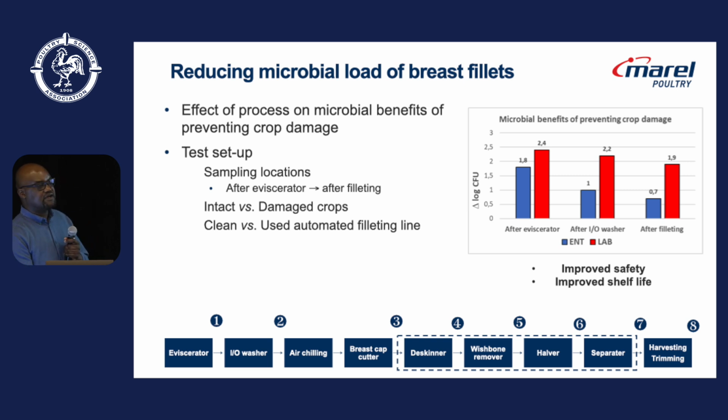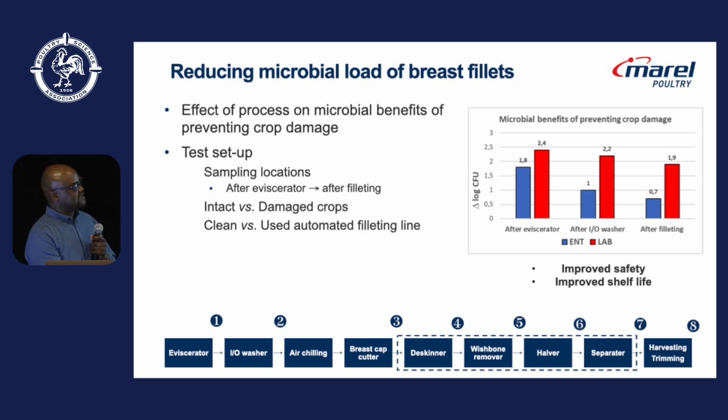This was a more extensive test, where we again looked at contamination on carcasses with intact or damaged crops, starting from after the eviscerator, going through to after the outside washer, and then through the automated filleting machine to the end of the process, where we had the fillets. We also looked, in that case, at clean versus used lines as well.